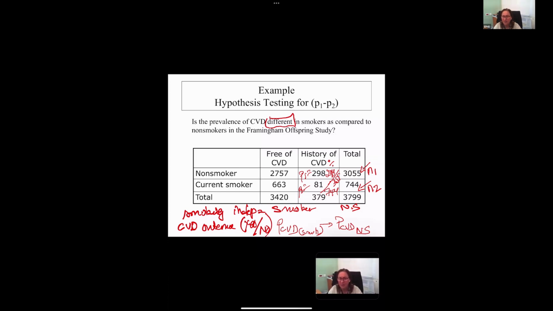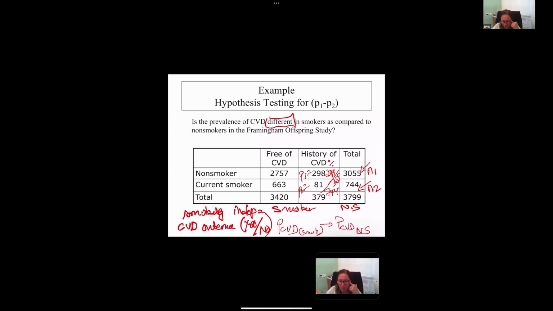So usually any variable has a yes and a no, right? But when I ask you to report the proportion with a certain outcome, you would take only those with yes, so it's 298 over 3055. You don't report those free of CVD; you work on the probability of having CVD. We are comparing whether the prevalence of CVD is different between smoker and non-smoker. If we were interested in whether the probability of being free of CVD is different, we would have taken the 2,700 over the total. But what we are interested in is the probability of having CVD. So therefore, it's the prevalence of having CVD.